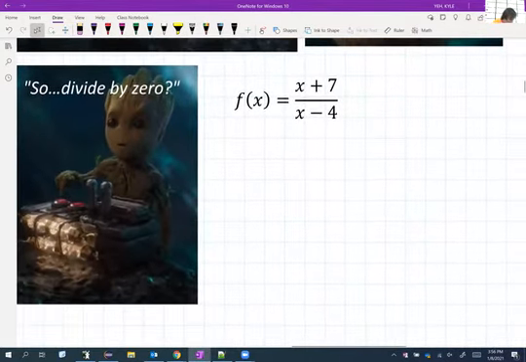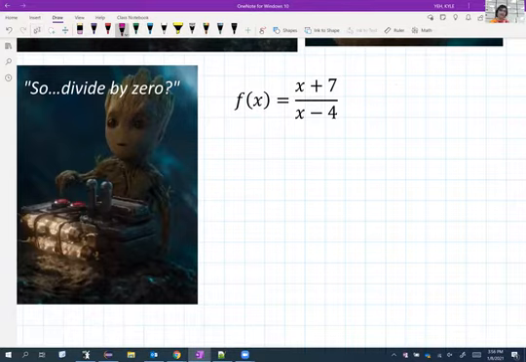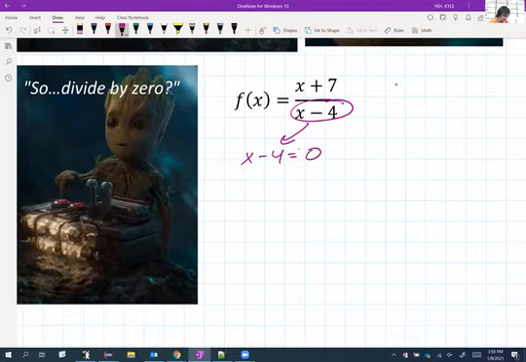So f of x, here's my example. If we were working with x plus 7 over x minus 4, what value would be a problem for us to plug in that would cause us to divide by 0? Well, we could just take a look down here and say, what would make my denominator equal 0? And I'm going to put a slash through that equals. Because I want to say x minus 4 cannot equal 0. That would cause me to divide by 0. Bad things would happen. Well, if we add that 4 to the other side, that means x cannot equal 4.